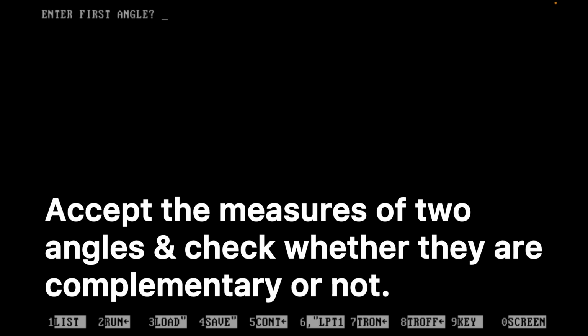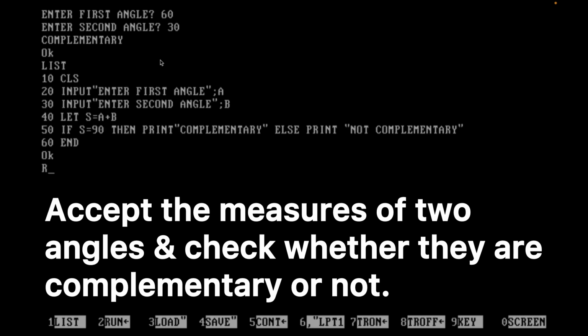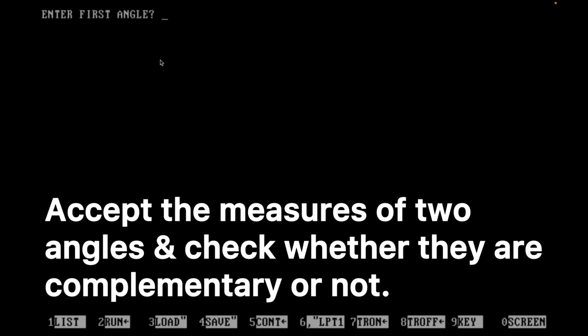First angle, let's say 60, enter second angle, let's say 30. So yes, the sum is coming up to 90, so this is complementary. Once again we will list the program and then we will run the program. Let's see, this time we'll give maybe more than 90 degree, the sum 45, and then let's give 20. Let's see, not complementary. So this way the computer understands if then else, and it runs the program and gives us the output.